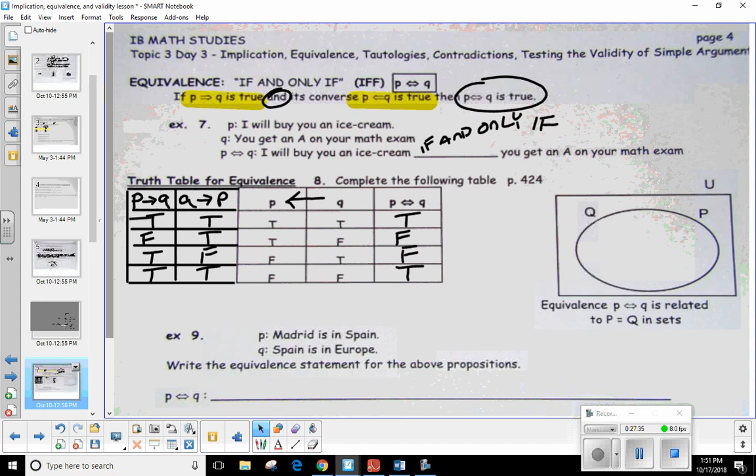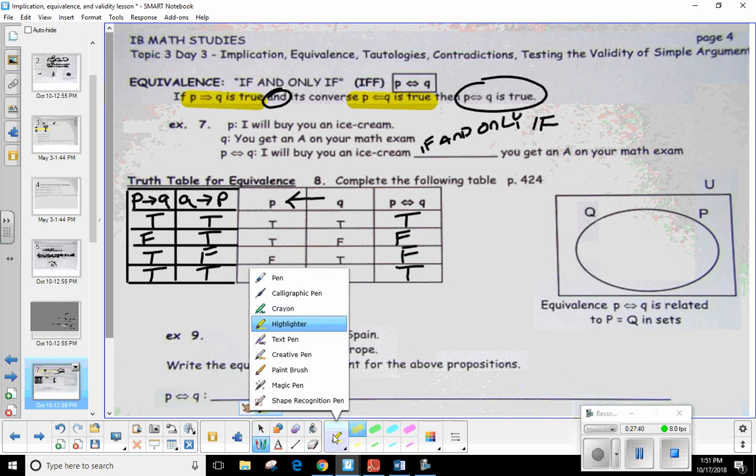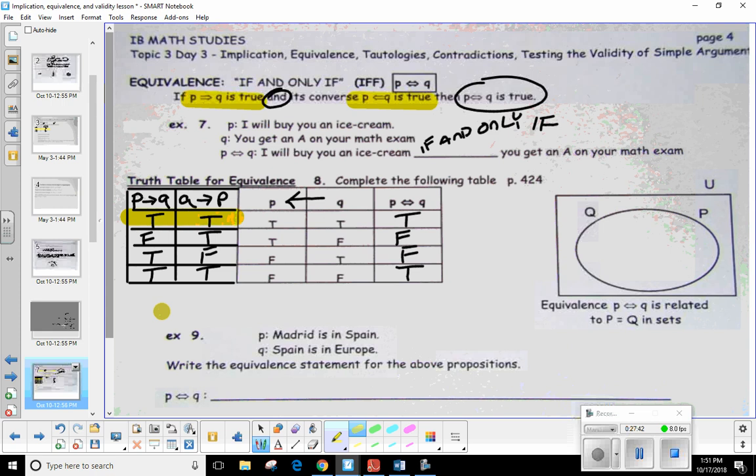Okay, let me grab that highlighter again. So true, true, true, true. In one direction, for those other ones, we didn't have both true, so that's why we had to take that out. Now it says over here, the equivalence is related to P equals Q in sets. So what should I shade here?